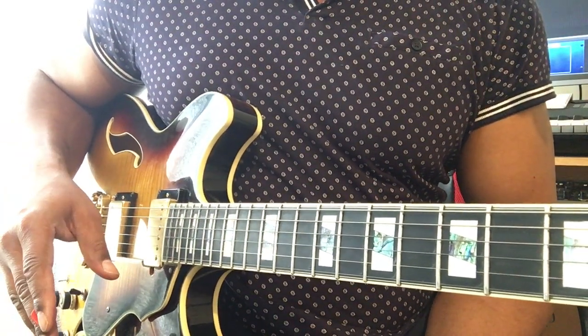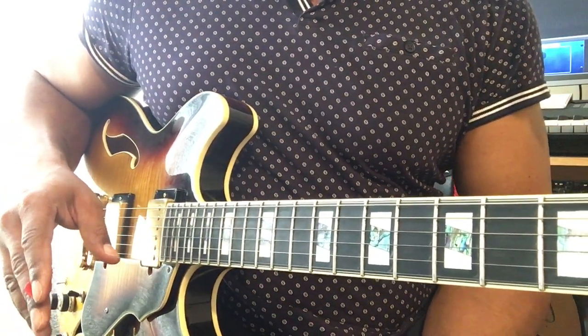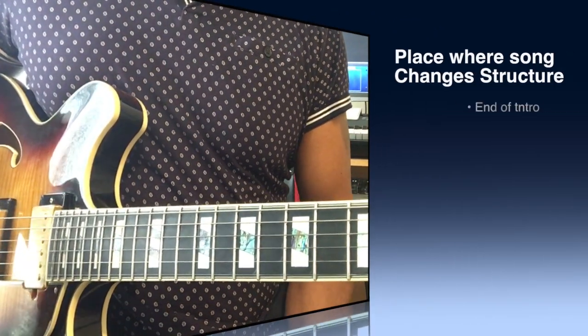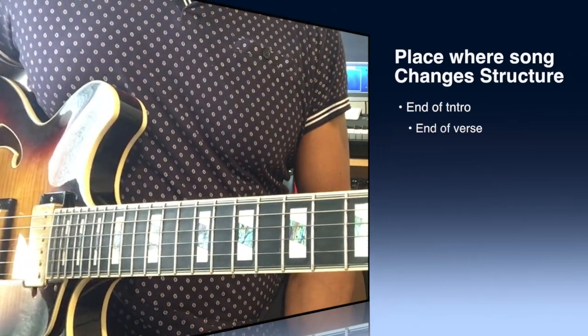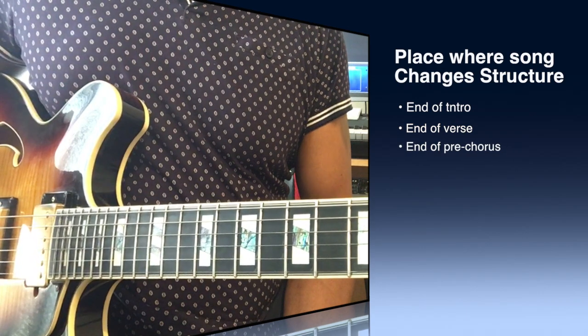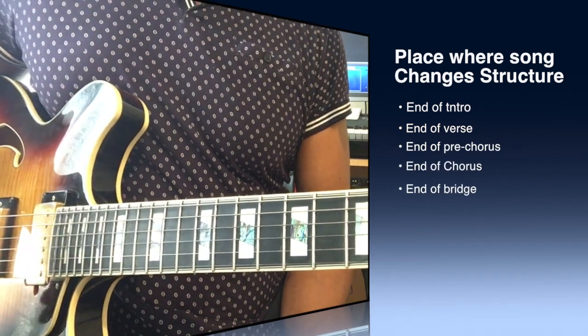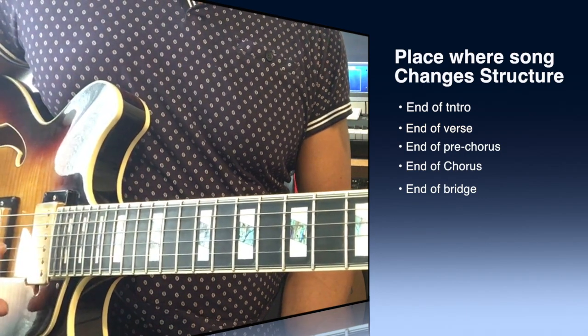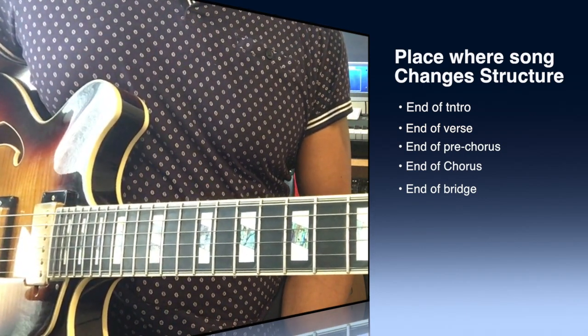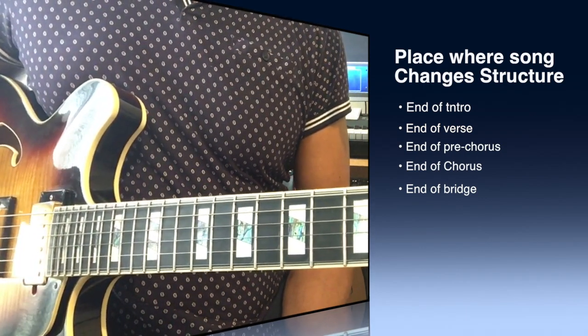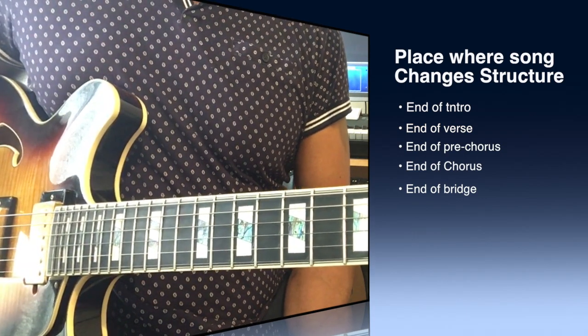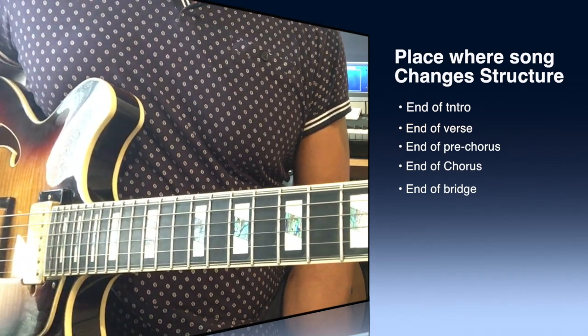So I would say you put it sort of like at the end of every 4 bar or at the end of every 8 bar, or whenever the song changes structure. So for example, at the end of the intro, start of the verse, start of the pre-chorus, at the end of the pre-chorus going into the chorus, at the end of the chorus going into the bridge.